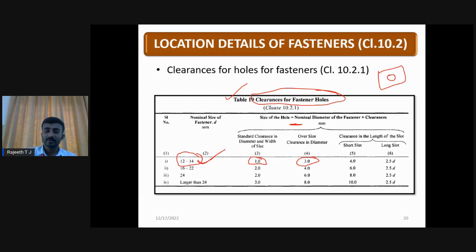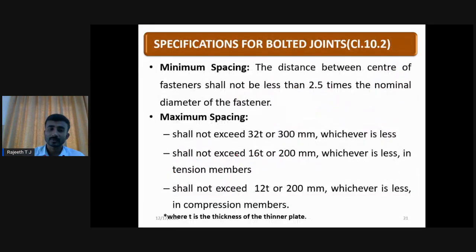If the diameter of the bolt is 12 to 14, then we should add 1 mm. If the diameter is 16 to 22, then you need to give the corresponding clearance here. We give this clearance to insert the bolt easily and to tighten it easily. So the size of the bolt hole we should make is the nominal diameter of the bolt or fastener plus clearance. This depends on the diameter of the bolts.